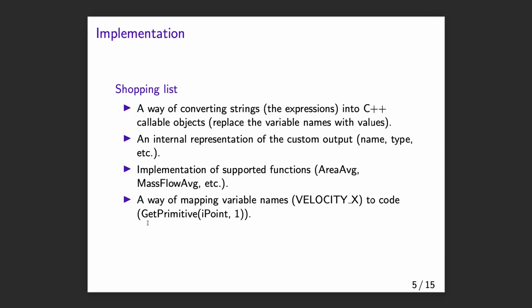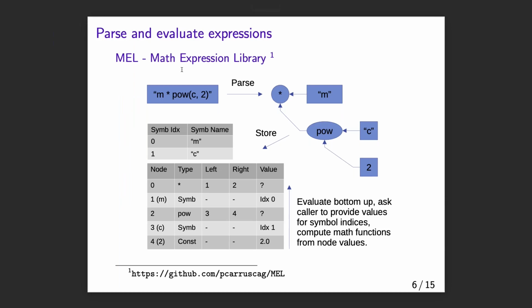And in the code, we know where to get velocity x, but we obviously don't want to write something ugly like this in the config, because to write that, you might as well just write C++. So for the first part of taking strings and converting them into something that can be evaluated, I wrote this very simple math expression library.